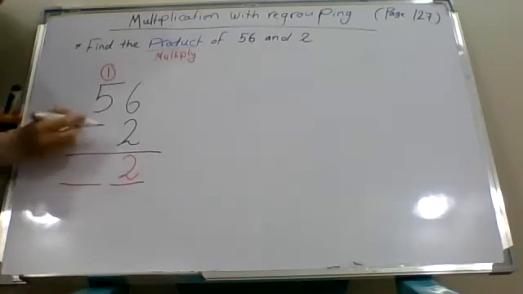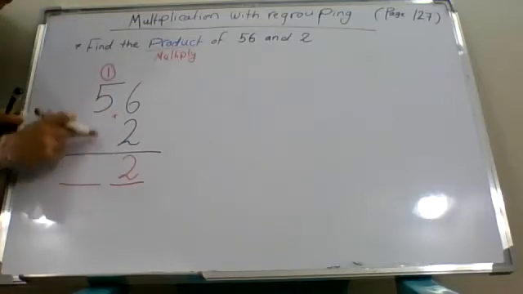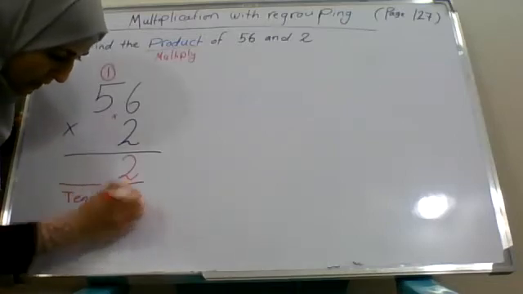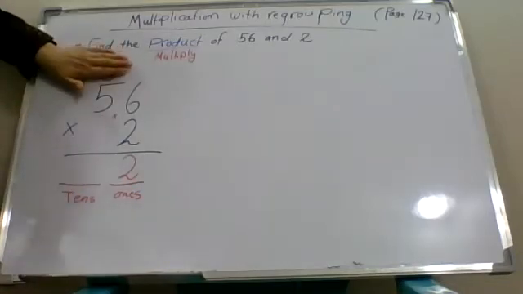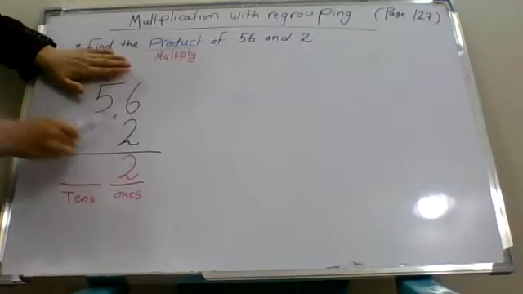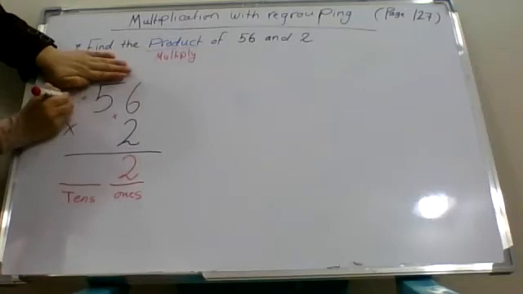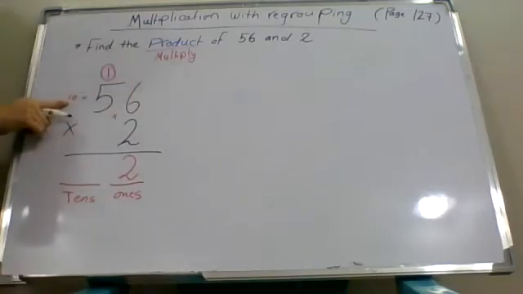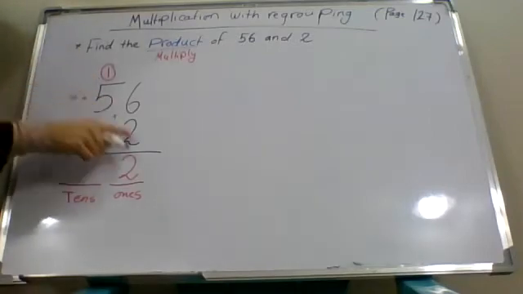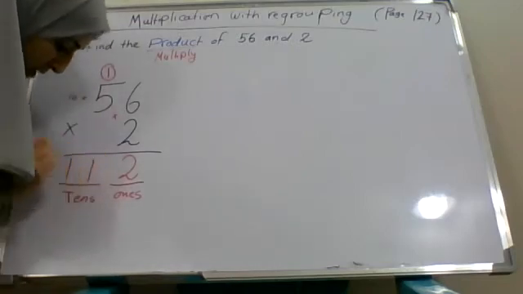Now I'm going to write the answer. I want to multiply 2 times 5, and write the answer on the tens place. This is the tens place, and this is the ones place. Imagine that the carried 1 is not here now. Then 2 times 5 equals 10. Now I add the 1 to the answer of the multiplication. So 1 plus 10 equals 11. I write 11 over here.